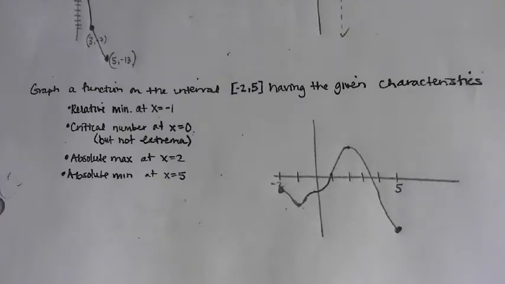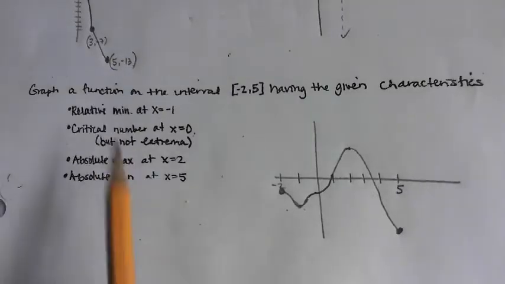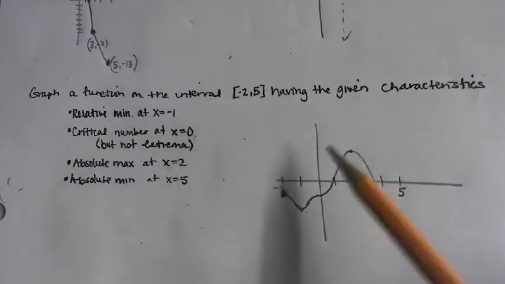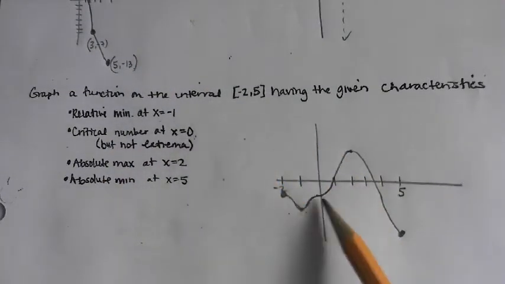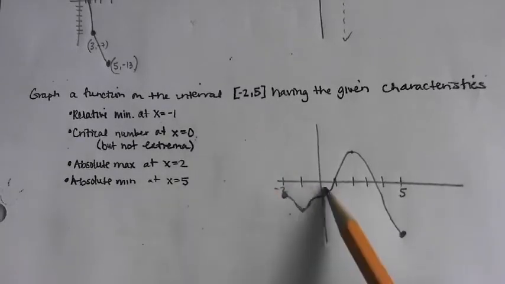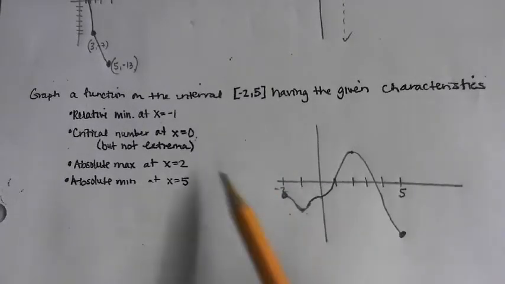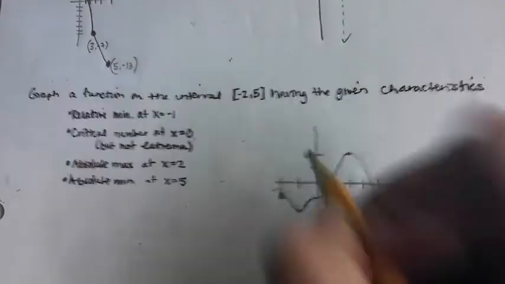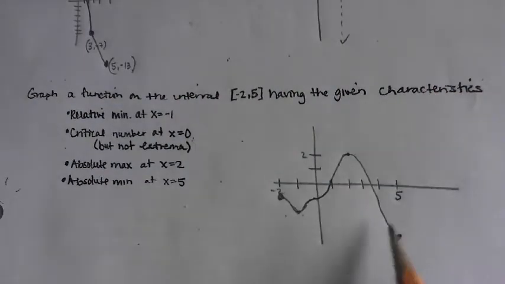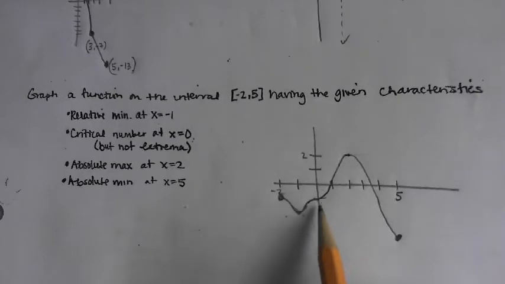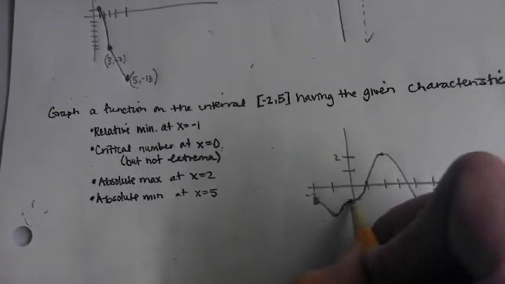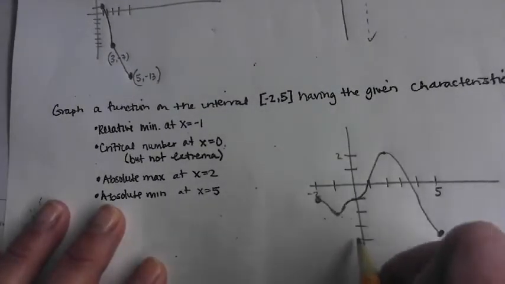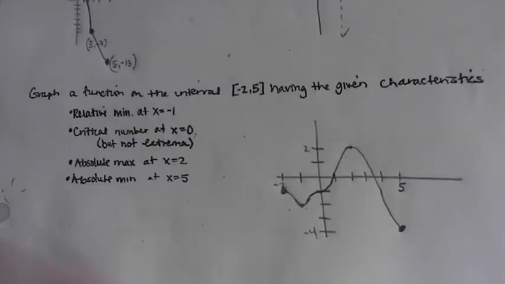Lots of different ways those can be drawn. When that's a problem, I'll just go through the checklist and make sure all of those things. Relative min at -1, got it. Critical number at 0, but not an extrema, got it. Absolute max at 2, you just want to label this. And an absolute min at 5. 1, 2, 3, 4. Any questions?